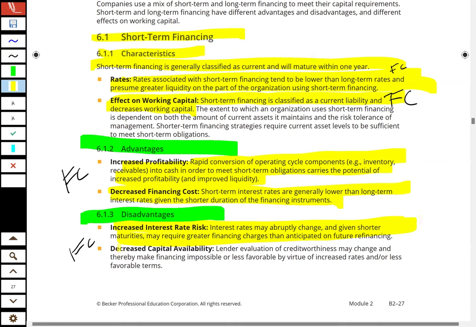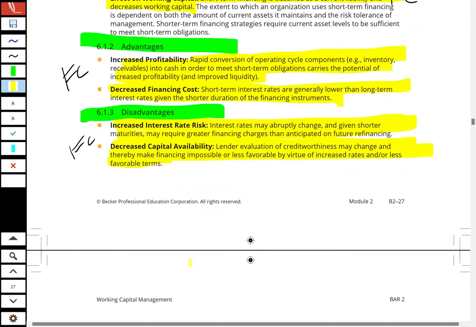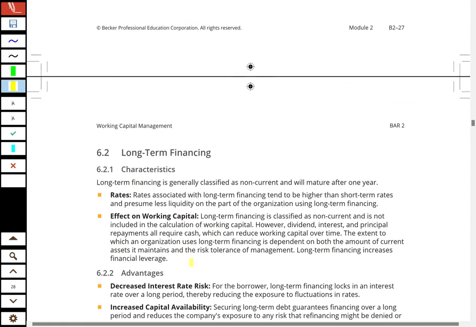Now, decreased capital availability: lender evaluation of creditworthiness may change over time. So yesterday you could have borrowed, say, $1 million, but your credit has changed and you can't borrow that money, or you can't borrow it at as attractive an interest rate. Okay, good. Come over and let's take a look at long-term financing.